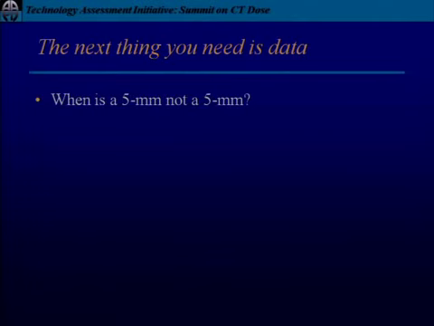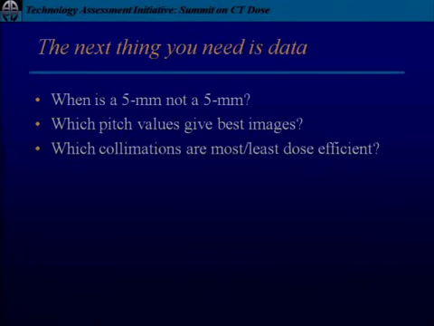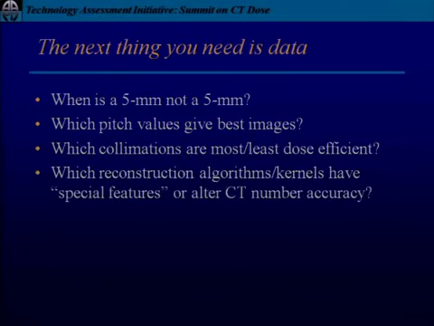Data, in turn, in terms of how to understand how your system works. For instance, you dial up something you think is a 5 millimeter. When is it not a 5 millimeter? What pitch values give you the best images? Which detector configurations, beam collimations are the most or least dose efficient?